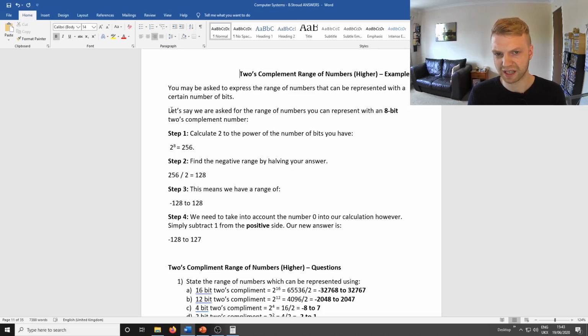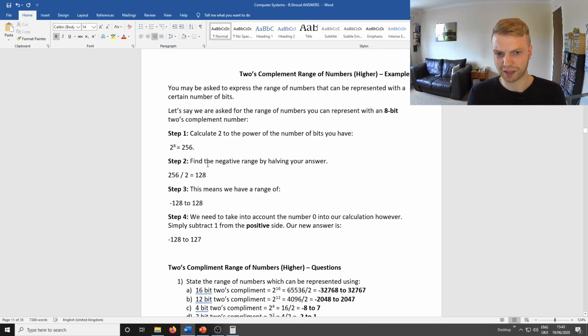We're going to be looking at how to calculate the range of numbers you can get with a 2's complement binary number. There's a few steps to follow. It isn't that difficult. First thing you've got to do is calculate 2 to the power of the number of bits you have. So let's say it's an 8-bit 2's complement number. You do 2 to the power 8 is 256. That means you've got 256 possibilities you can work with.